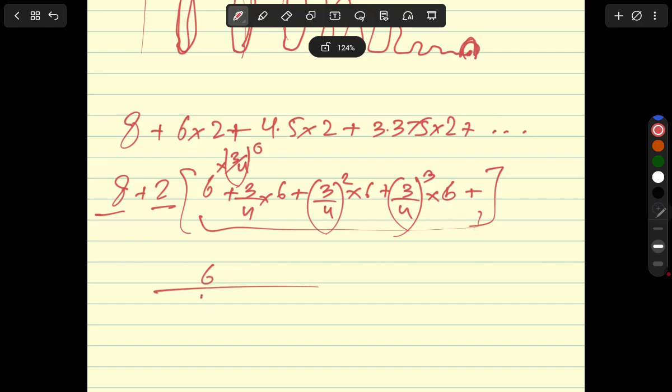sum to infinity is A upon 1 minus R. 1 minus R is 1 minus 3 upon 4, which is nothing but 1 upon 4. 6 divided by 1/4 is 24. So this square bracket sum is nothing but 24. 24 times 2 is 48. 48 added to 8 gives you 56. So a total of 56 meters is traveled by the ball. Okay, so this is as simple as that.